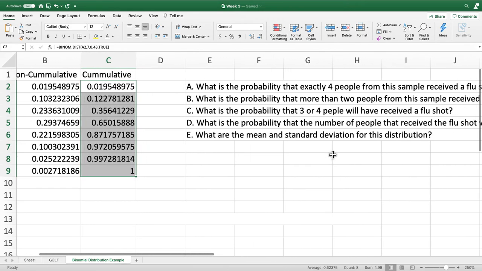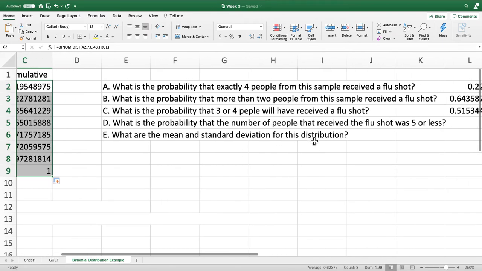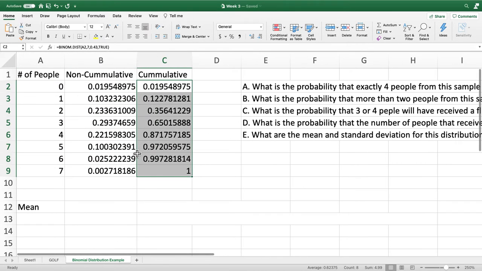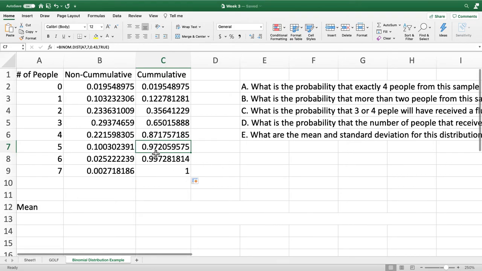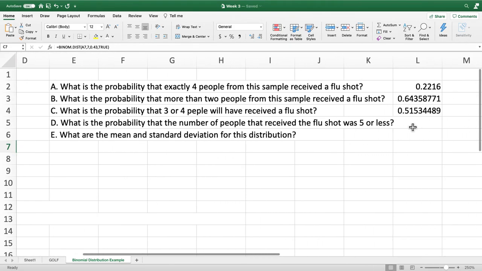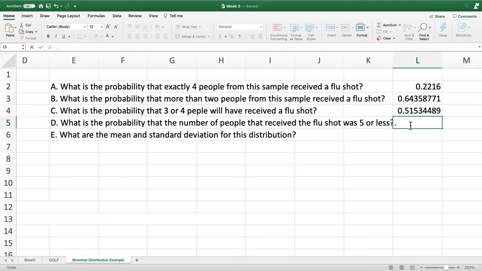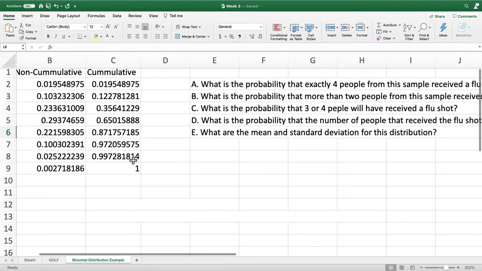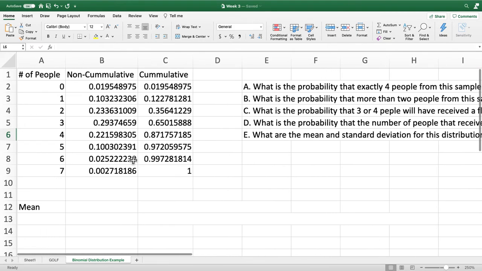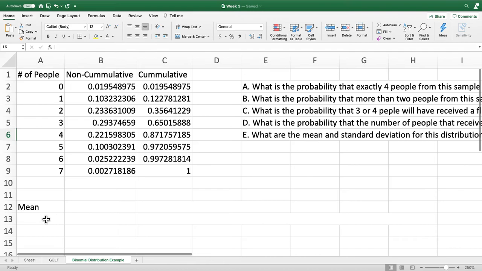So if we want to know the probability that the number of people that received the flu shot was 5 or less, we're going to see that it's 97%, so 0.972. So we have a 97% chance that we're going to get 5, 4, 3, 2, 1, or 0. So next we need to calculate the standard deviation and the mean for this distribution.